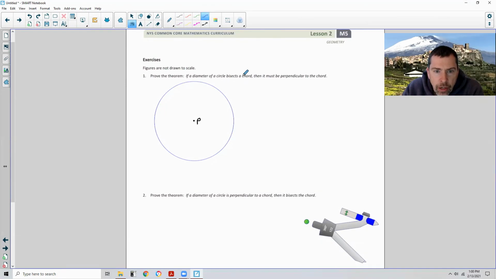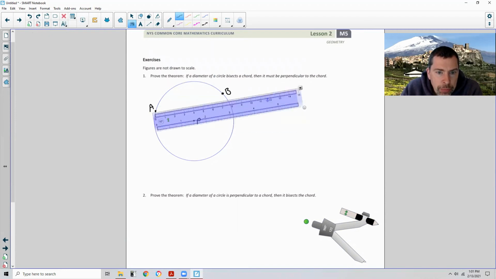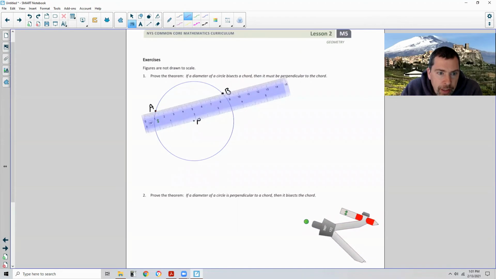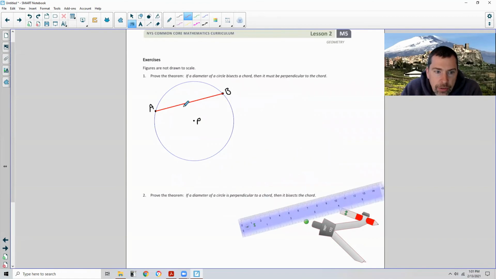If the diameter of a circle bisects a chord, the next thing we need to do is draw a chord. A chord, by definition, is a line segment whose endpoints are on the circumference of the circle, or the edge of the circle. So if I call this point A and this point B, and then get my ruler out, it doesn't matter where you put it, just put it somewhere on the circle. As long as both points are right on the circle, then we're okay. And the chord does not continue through it, just the endpoints are on the circle. So this is chord AB. So I've drawn a circle and I've drawn a chord.